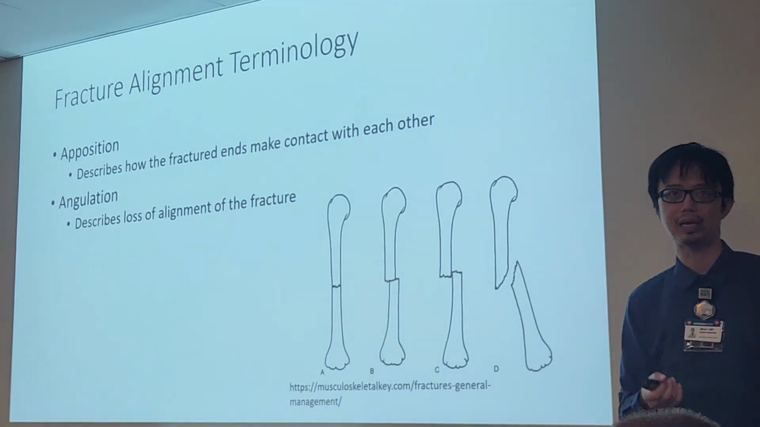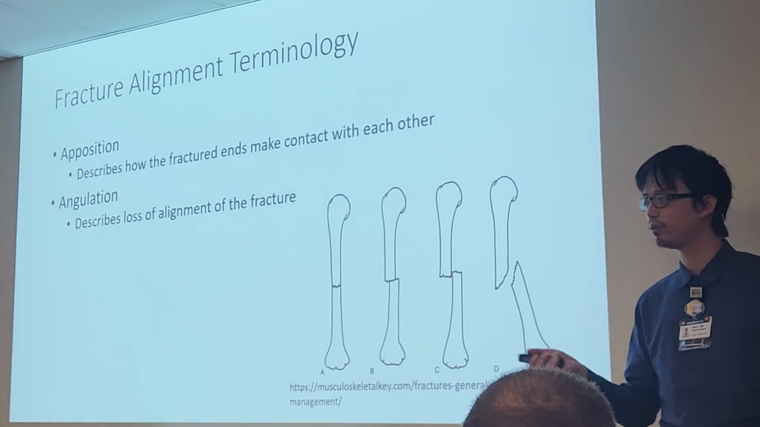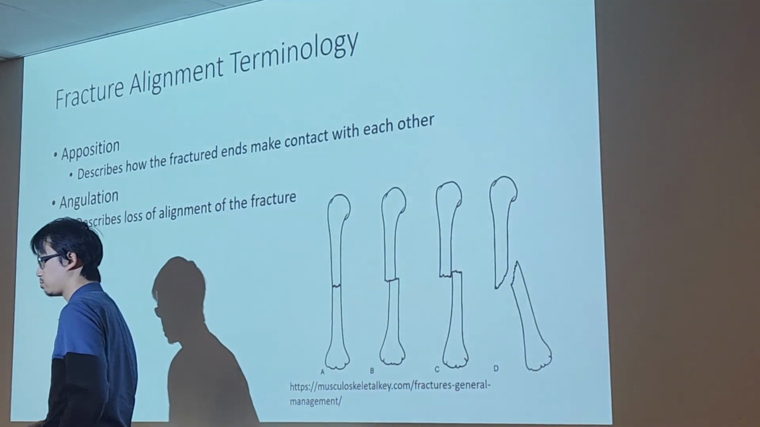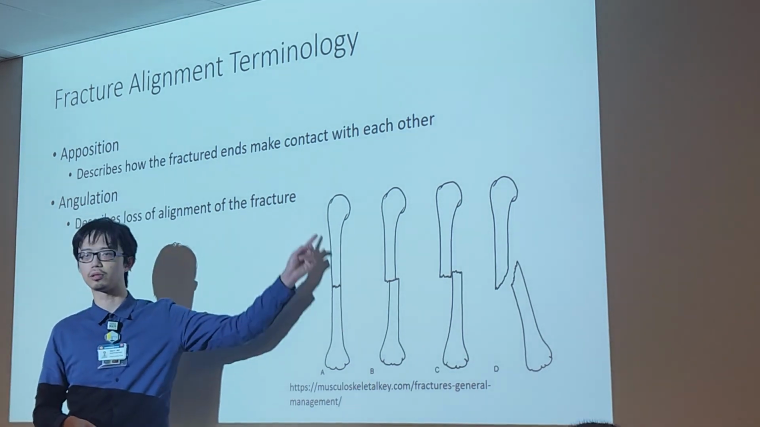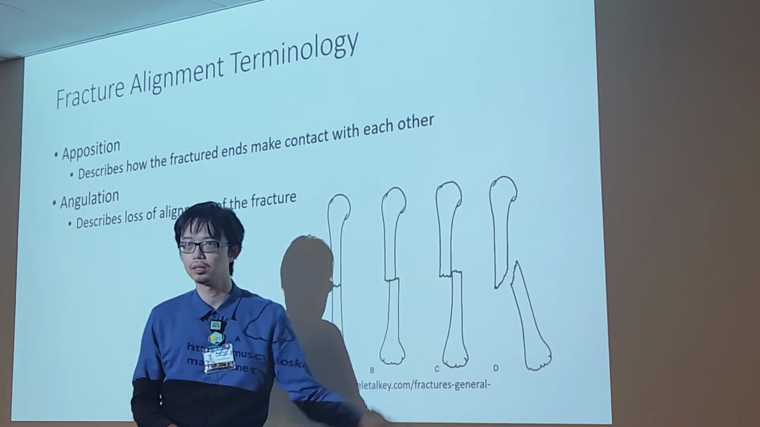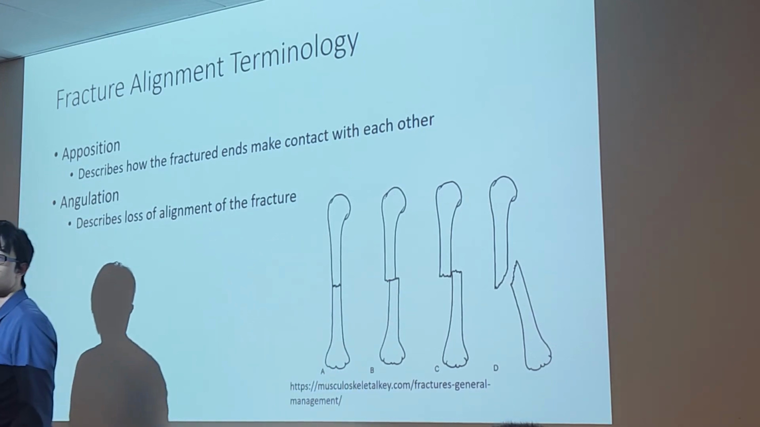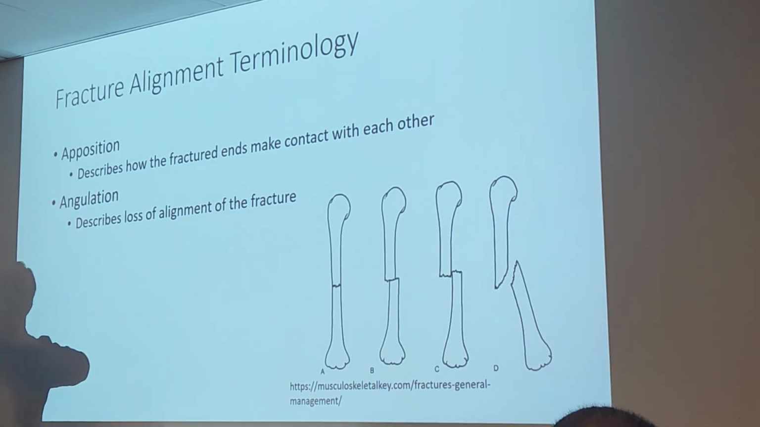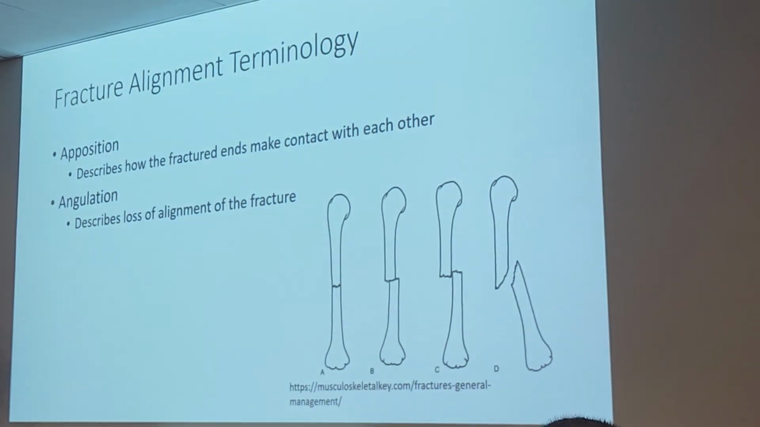So just some really basic alignment terminology. We've got two ways to describe fractures. One is apposition. It's basically, are the fragments still lined up or are they separated? And then we have angulation. Are they in a straight line still, or are they now at an angle to each other?